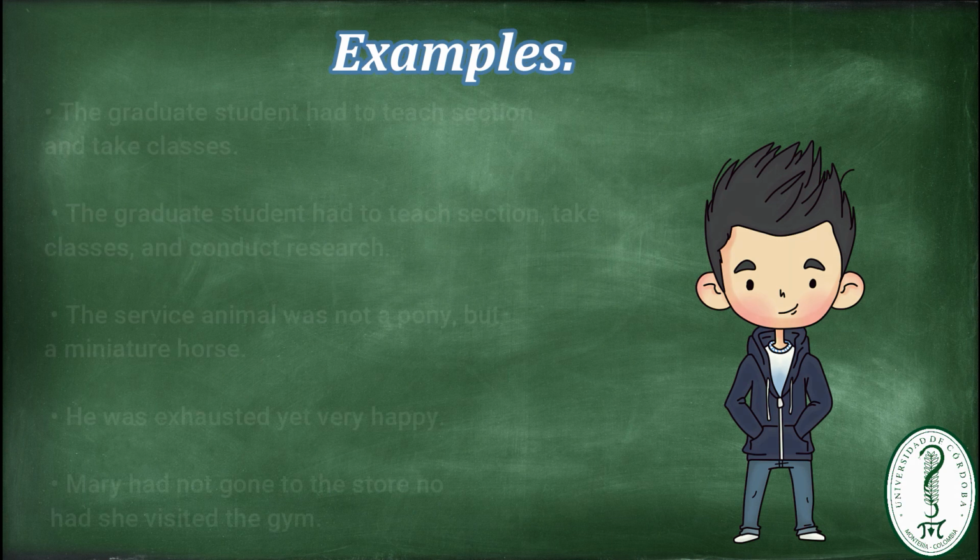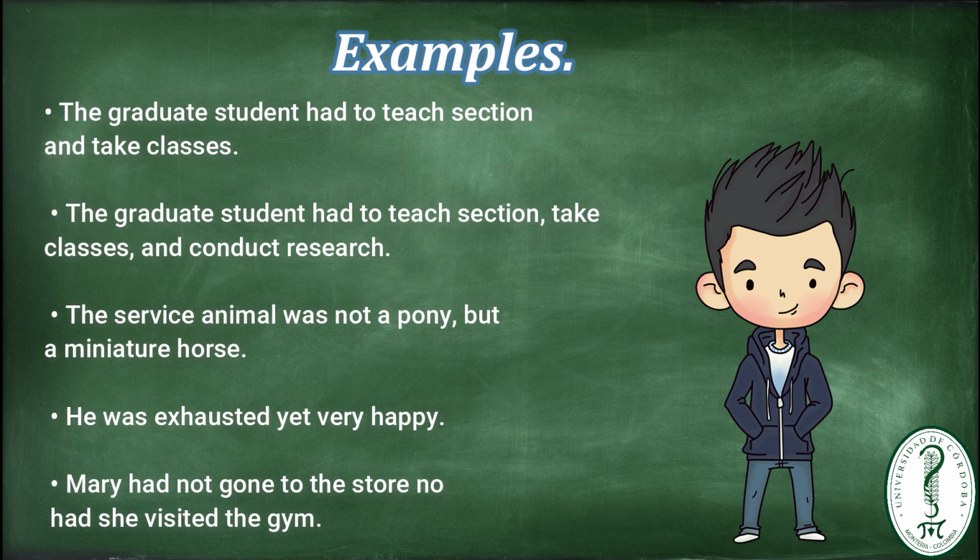The first: the graduate student had to teach section and take classes. As you can see in this example, we use and, and you see that there is no comma because there are only two clauses.